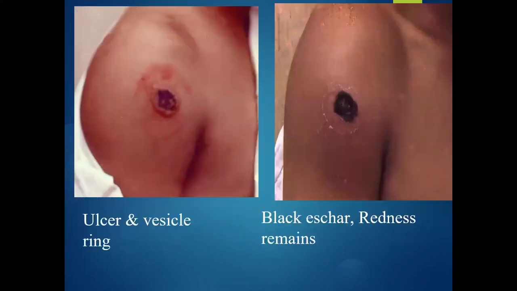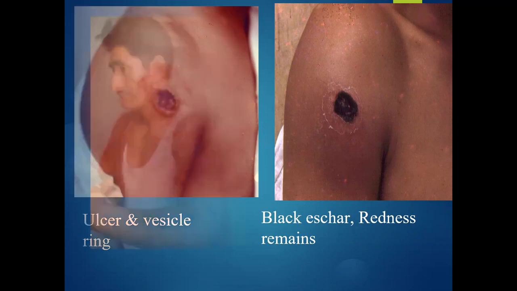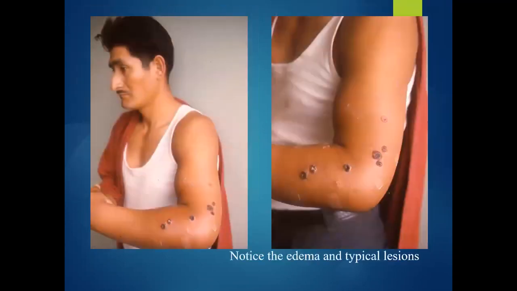These pictures are of malignant pustule. The first one shows an ulcer and vesicle ring, and the second one shows a black eschar, but the redness remains. The picture shows the edema and the typical lesions associated with anthrax.